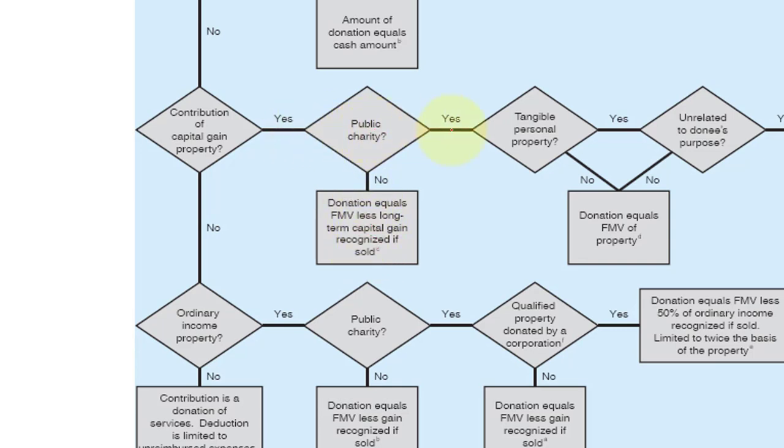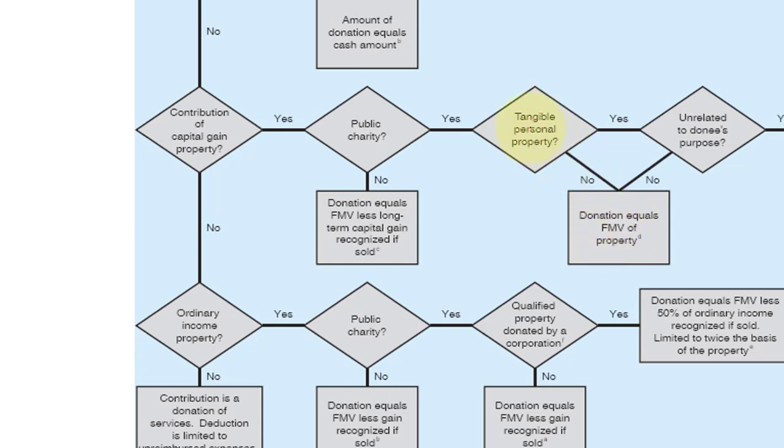Here, if it is a public charity, yes, then is it a tangible property? Can you physically feel it like your car, like your used clothing? If not, it's more like that stock securities, and you get to deduct the value, assuming you had the property for more than a year. That's a long-term capital gain property, the value, the increased value, and you don't have to pay any tax on the profit that you had donated.